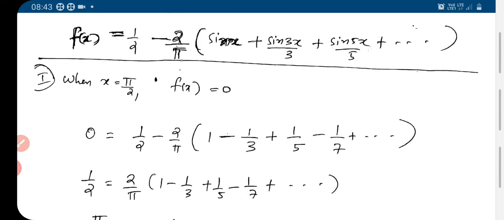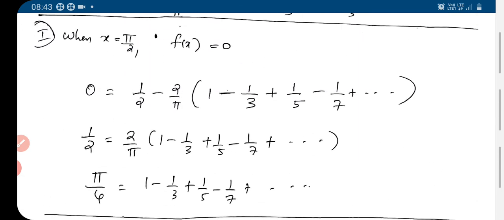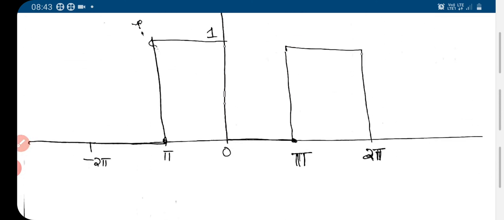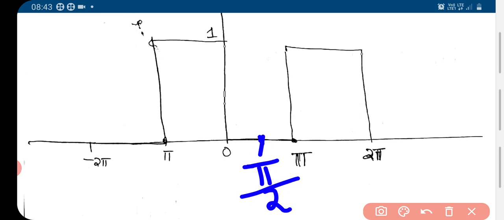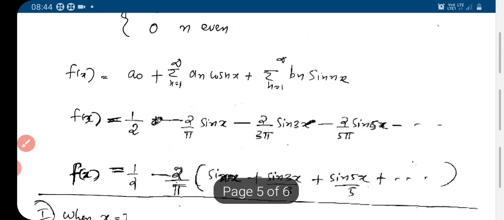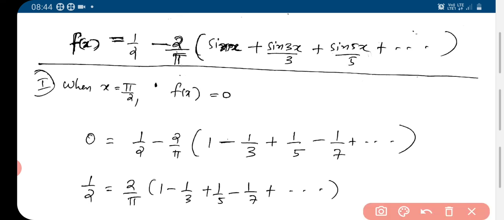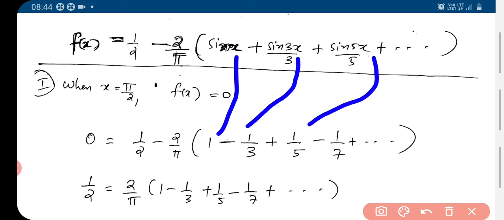Then if you put x equal to pi by 2, at that point the function is continuous. See, here comes pi by 2. Here the function is continuous and its value is 0. So this is given by 0 equal to half minus 2 by pi times 1 minus. When you put x equal to pi by 2, here you will be getting 1. Here you will be getting minus 1 because you will have sin 3 pi by 2, and for sin 5 pi by 2 you will be getting 1. So you will be getting 1 minus 1 by 3 plus 1 by 5 minus 1 by 7 like this in the series.